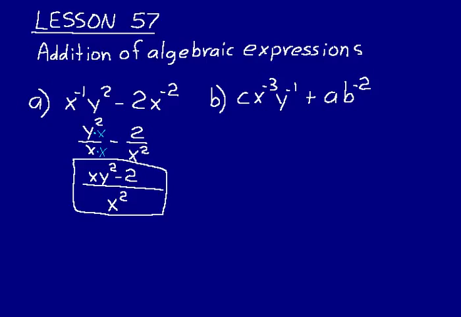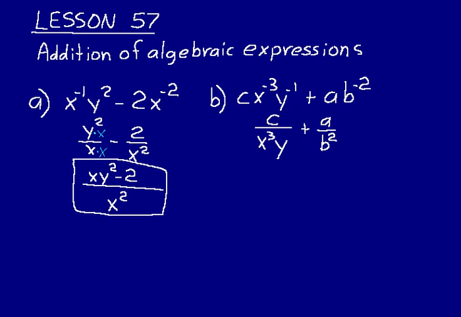Let's do another one. c x to the minus 3, y to the minus 1 plus a b to the minus 2. Let's add those together. First thing we need to do is make the exponents positive, then we'll recognize that we have fractions. So we have c over x cubed y plus a over b squared.